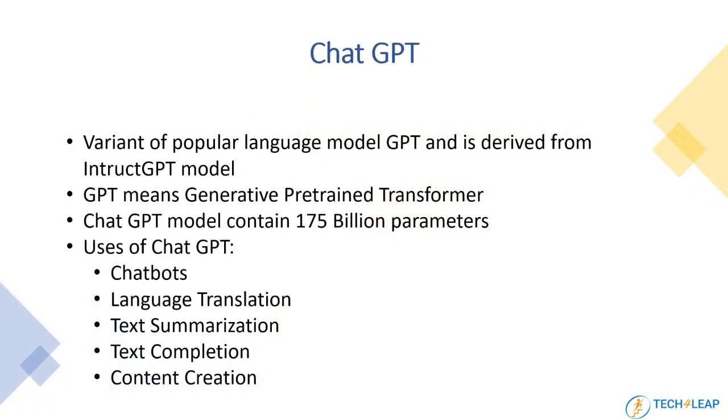So ChatGPT is a generative language model. It is used to get responses in text to queries asked. It is a variant of the popular language model called GPT, and it is derived from the InstructGPT model. GPT means Generative Pre-trained Transformer, and the ChatGPT model is a very huge model containing 175 billion parameters. It is one of the biggest generative models available in the world.